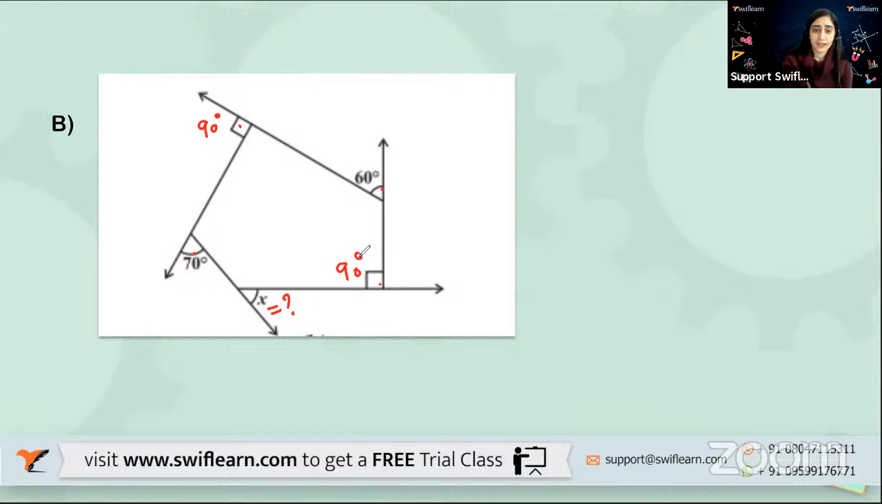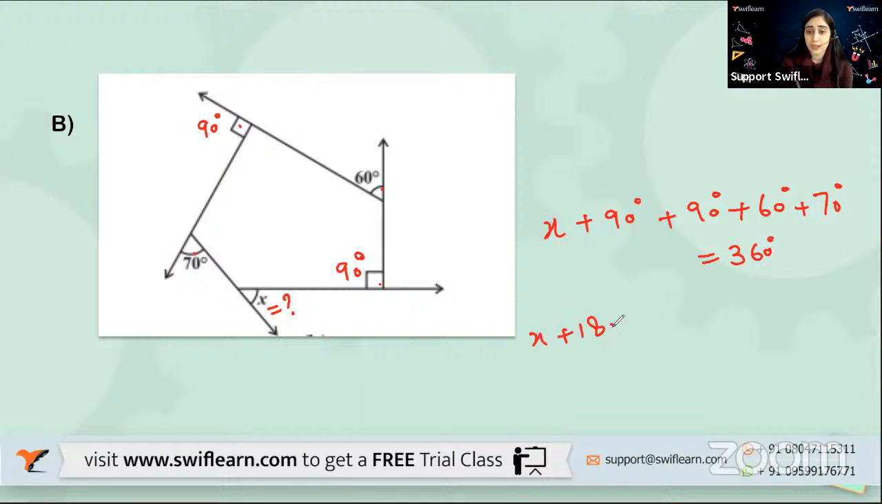I'm giving you a couple of seconds. Try it. Yes. So what's the answer? All right. Great. So the answer is x plus 90 degree plus 90 degree plus 60 degree plus 70 degree, and its sum is equal to how much? 360 degree, right? Sum of all the exterior angles is equal to 360 degree. This is a property. So x plus 180 degree plus 130 degree is equal to 360 degree. So x plus 310 degree is equal to 360 degree. On subtracting, I'll get 50 degree.